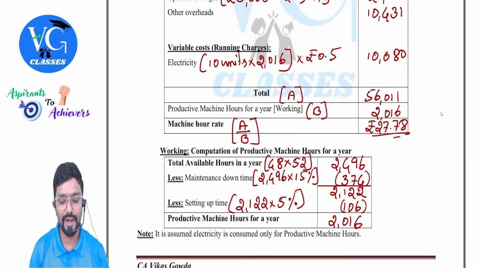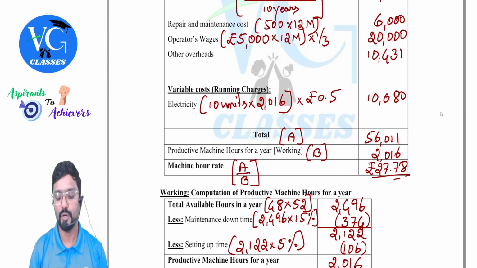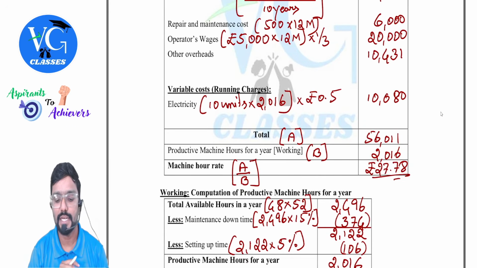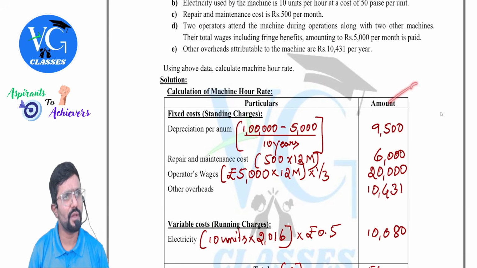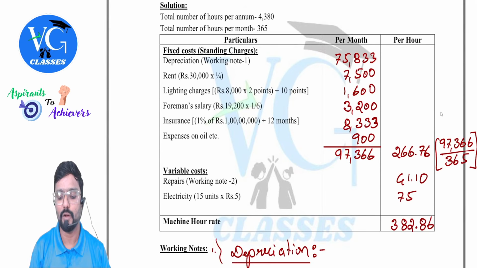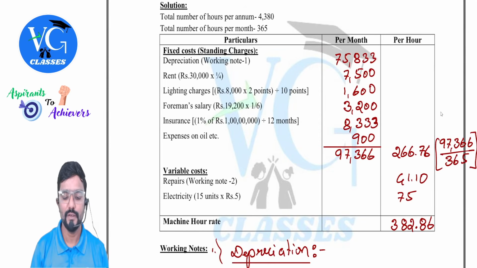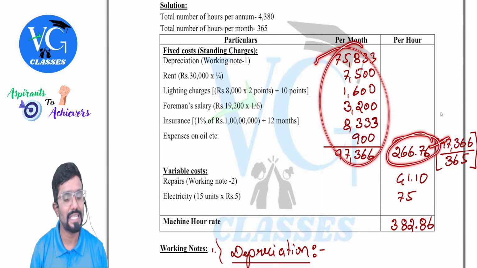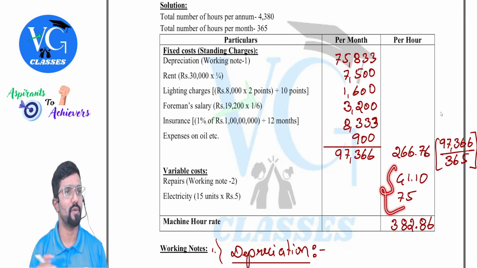Clear? So you need to divide this by what, sir? Total machine cost divided by machine hours. You will get the machine hour rate. So this is one way of presenting, where you have written only the amount column. Or else you can also add one more per hour column. If you are adding the per hour column, first find out total fixed cost divided by machine hours. So this is the standing charges per hour. Then variables, straight away show per hour.